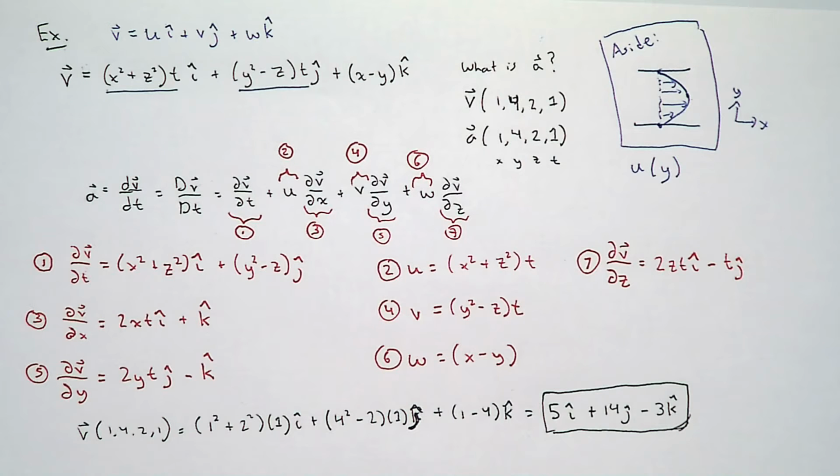That means that in the x direction, my velocity is 5, whatever my units are, let's call them meters per second, 5 meters per second. In the y direction, my velocity is 14 meters per second. In the z direction, my velocity is negative 3 meters per second. If I were to ask you to plot an arrow showing the direction of this fluid particle at this point and this time, can you do it? Good. We're not going to do it, but I can trust that you can do it.